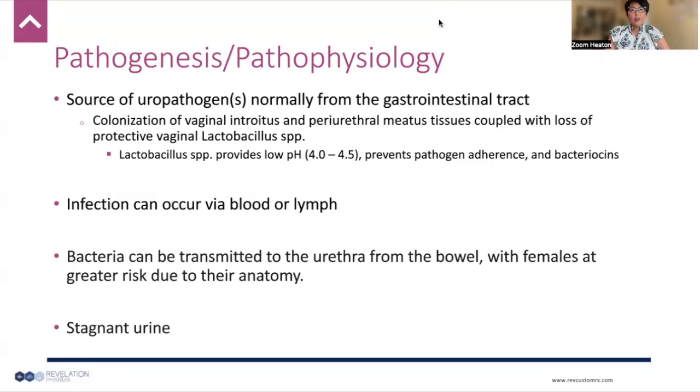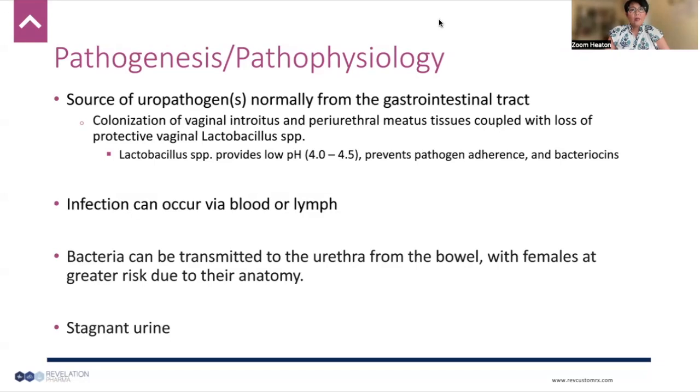So there is colonization of these causative microorganisms of the vaginal opening and the periurethral meatus tissues, coupled with the loss of protective vaginal lactobacillus species. Lactobacillus species provide a low pH, about 4 to 4.5, so it prevents pathogen adherence, and produces bacteriocins. So low lactobacillus species would provide a very good environment for these bacteria to thrive.